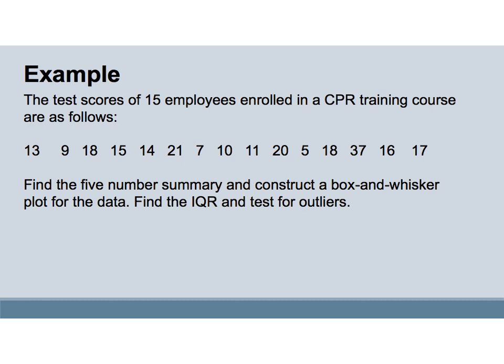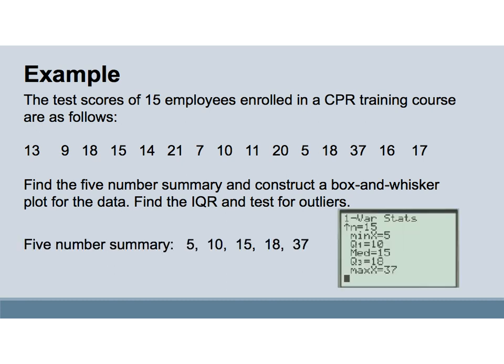Now, there we go. If you turn to the last page of your notes, you have this example here. Didn't mean to be drawing on it, I was trying to scrunch it. These are the test scores of 15 employees enrolled in a CPR training course. We're going to get a 5-number summary and construct a box and whisker plot for the data. Find the IQR and see if we have any outliers.